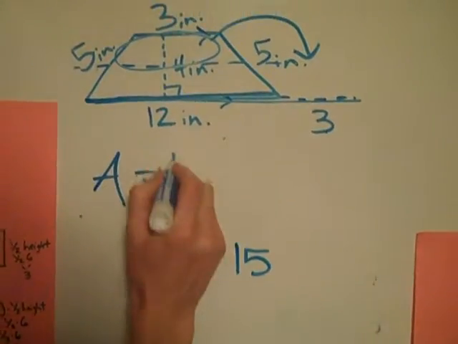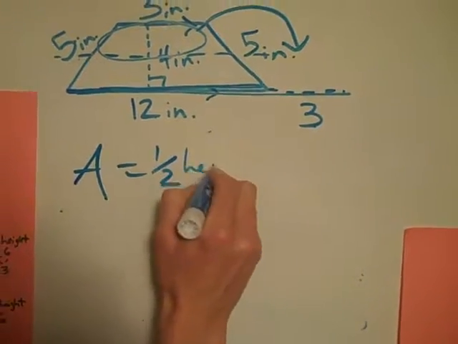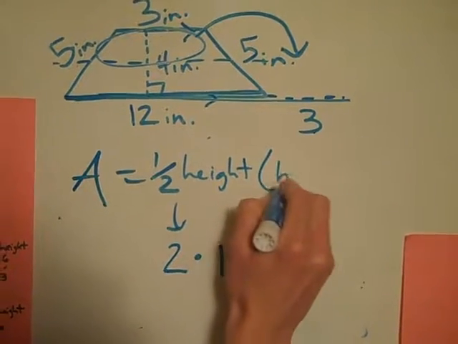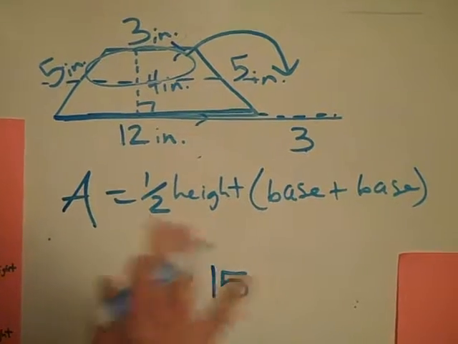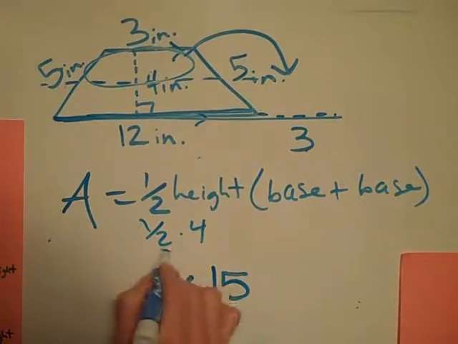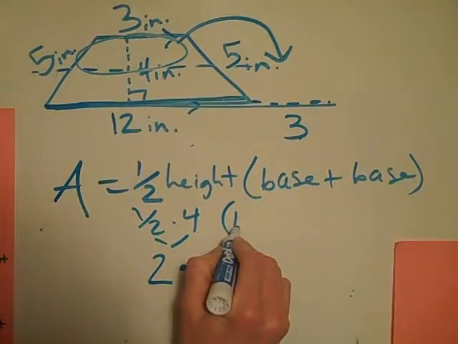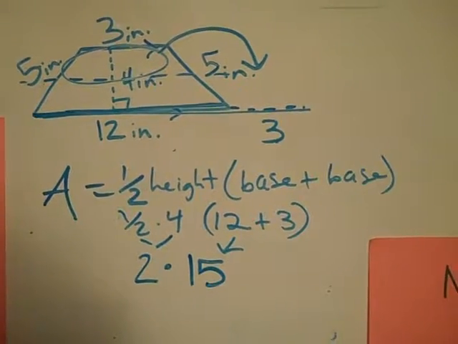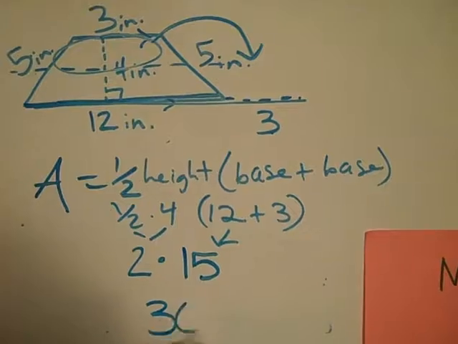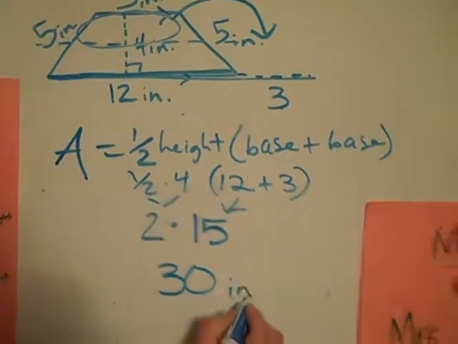I could write this as half the height times the bases added together. So half the height, half of 4 is 2. And then bases added together is 12 plus 3, which is 15. 15 times 2, I can do off the top of my head, that is 30. And since it's area, it is square inches.